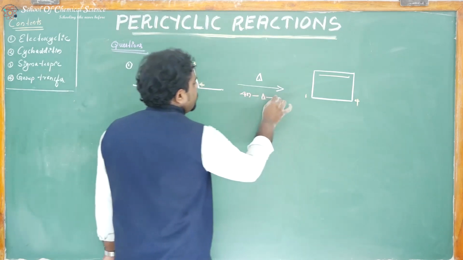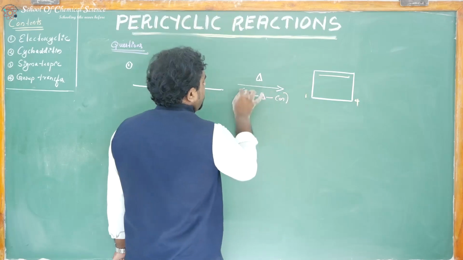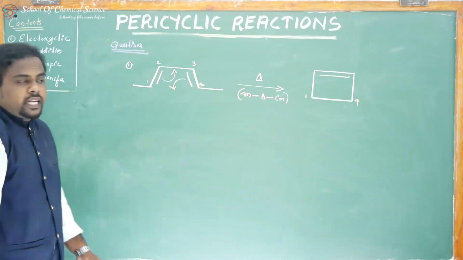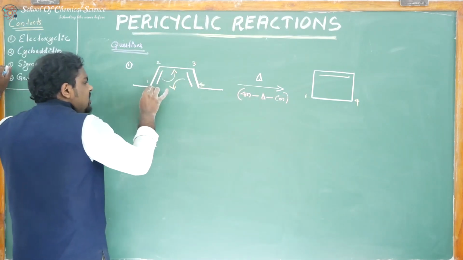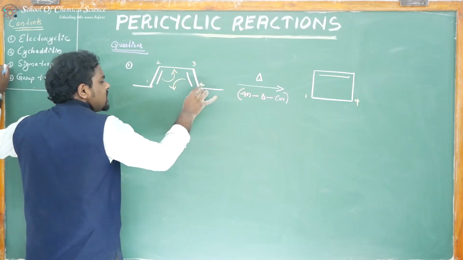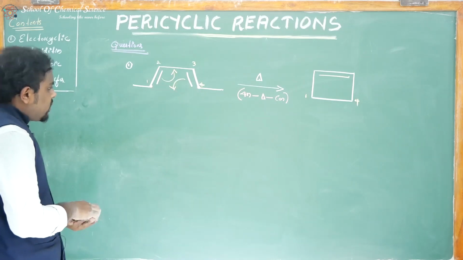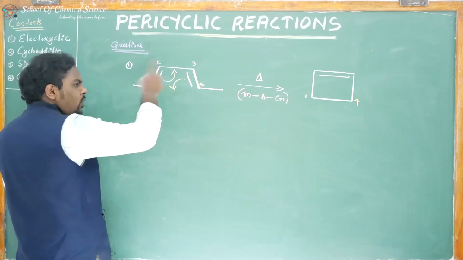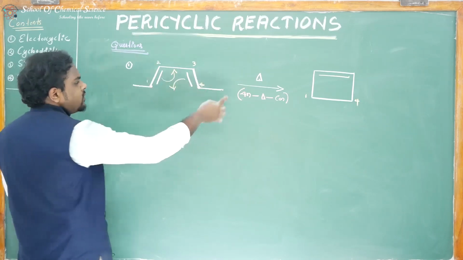What type of rotation? 4n thermal, so conrotation. This is the rotating center. Conrotation means both clockwise or both anti-clockwise.